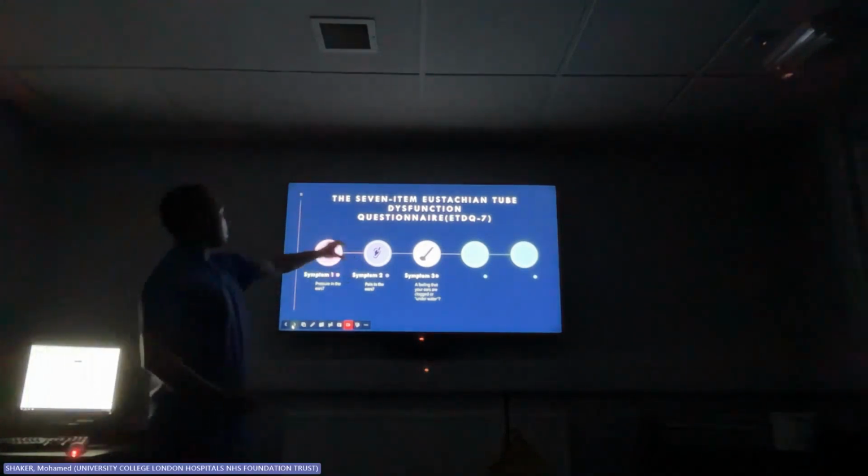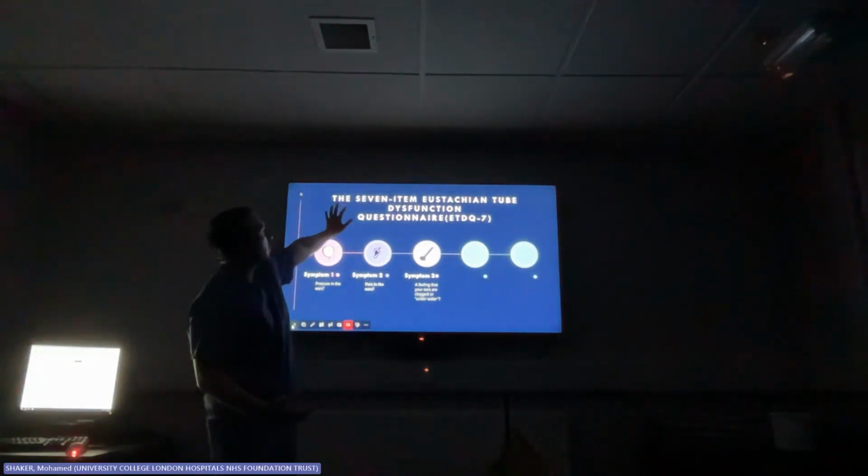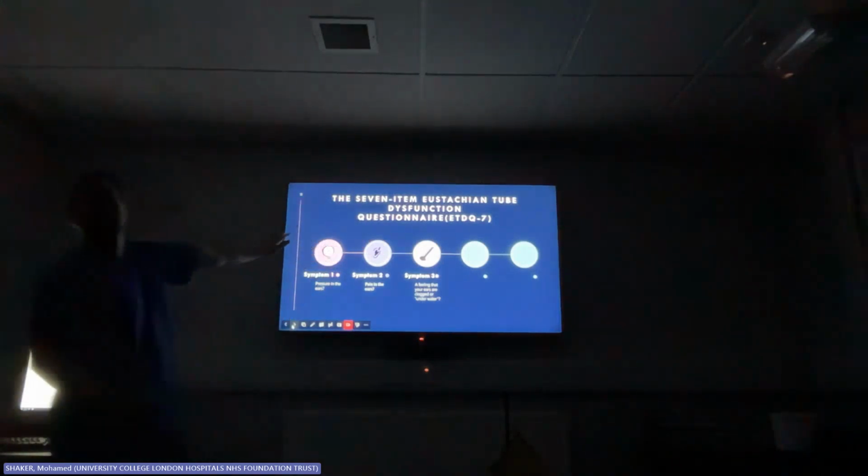The 7 symptoms are called the 7-item eustachian tube dysfunction questionnaire, and it's important. It will help you in diagnosing them. In UCLH, we used to have them printed and give them to the patient because it will help with diagnosis and monitor the treatment. If you do any treatment, you want the average of the symptoms, the ETDQ7, to improve.